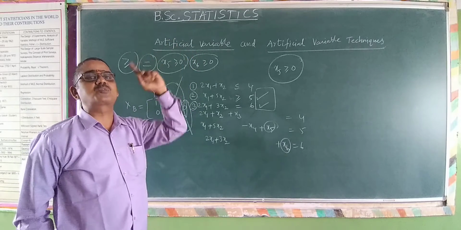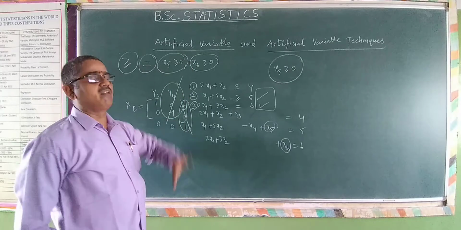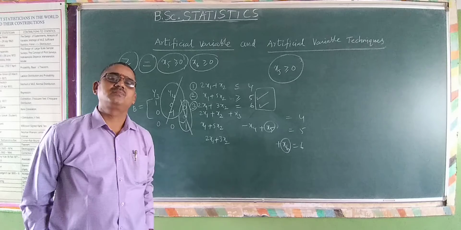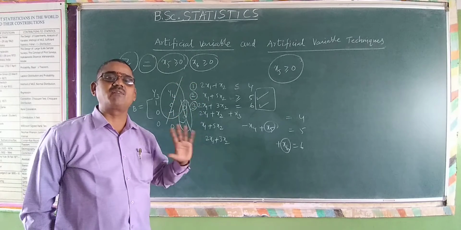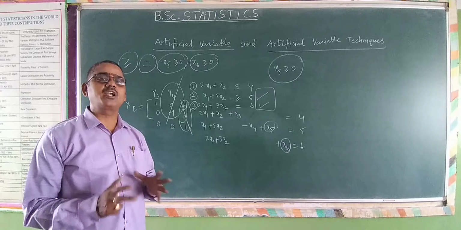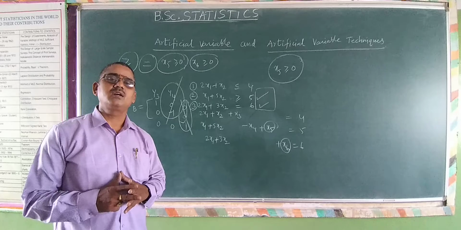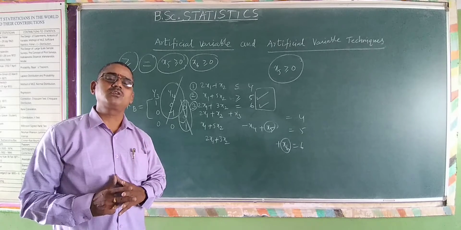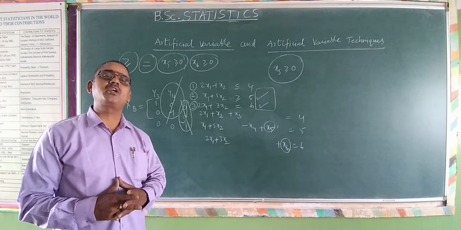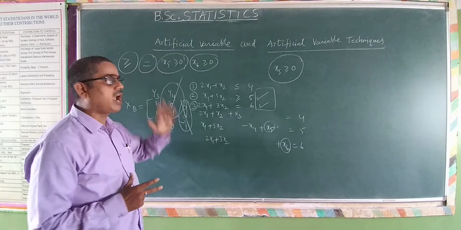The name itself speaks clearly that it is an artificial variable. It has no significance in this particular problem, so it is called an artificial variable. I hope you understand why we are introducing the artificial variable, for which particular purpose, when it is going to be removed, and in which situation it is used, that is, greater than or equal to and equal to constraints.